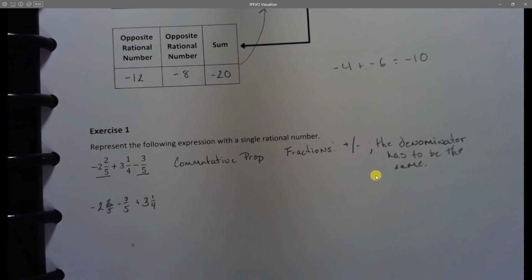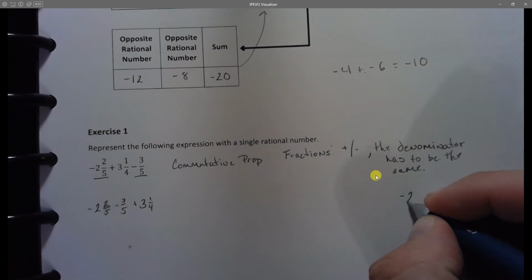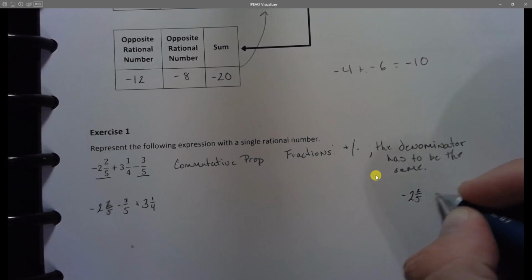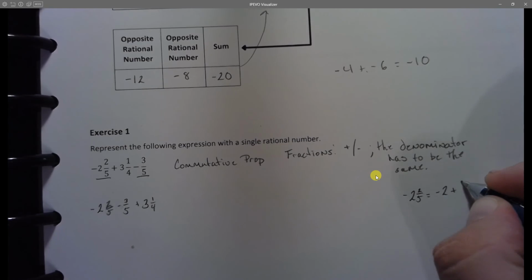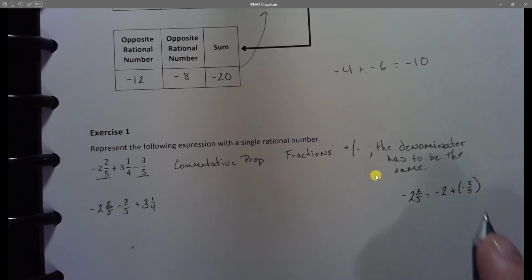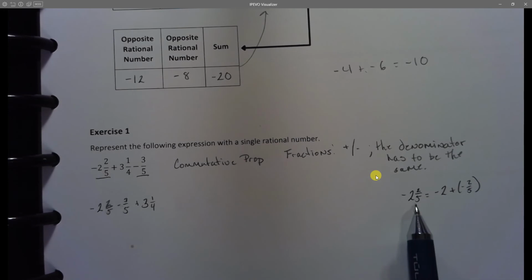All right, now that everything's together, I want to show you something interesting about all this, okay? This is going to get very interesting. So I want you to look at this: a negative 2 and 2/5. Can we say that a negative 2 and 2/5 is equal to a negative 2 plus a negative 2/5? Would that not give me that same answer? It does. So because of that, I learned something very interesting here. I can separate my mixed numbers into a whole number and a fraction.